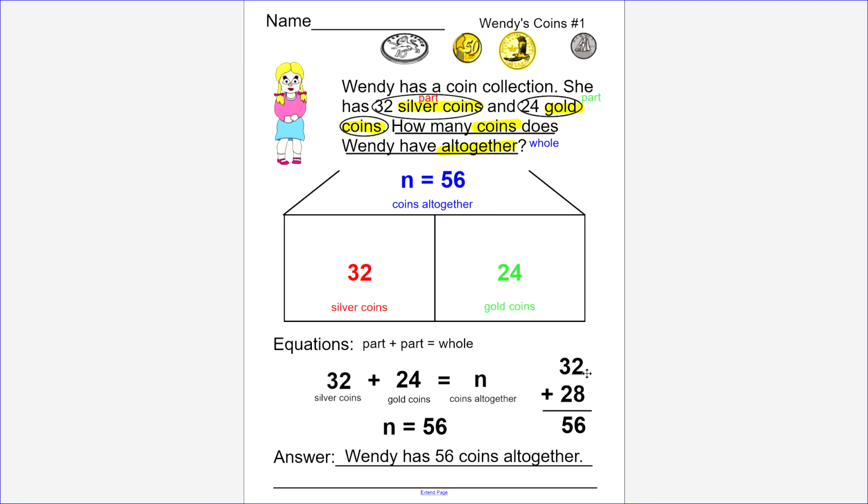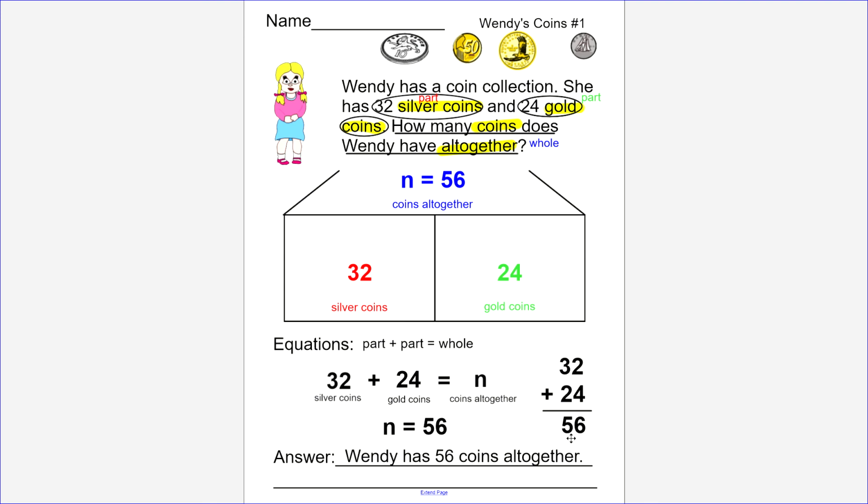And I said 32 plus 20, oops. And I said 32 plus 24 equals 56. 32 is a part and 24 is a part. 56 is my whole. It makes sense that 56 is larger than both of the parts because 56 is the whole.